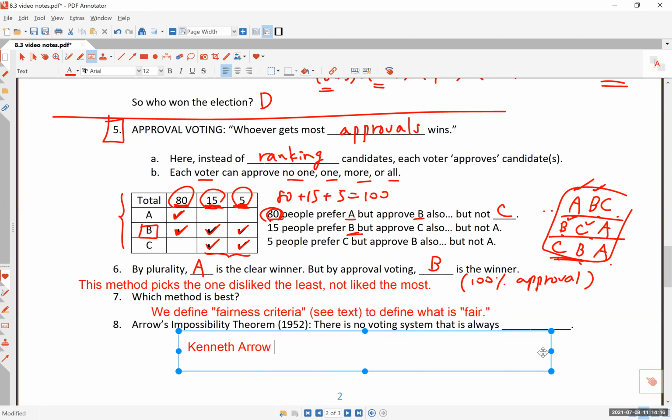And so his theorem, because he proved it mathematically, it's a theorem. So Arrow's impossibility theorem of 1952 states that there is no voting system that is always fair. And for this, Kenneth Arrow won the Nobel Prize.